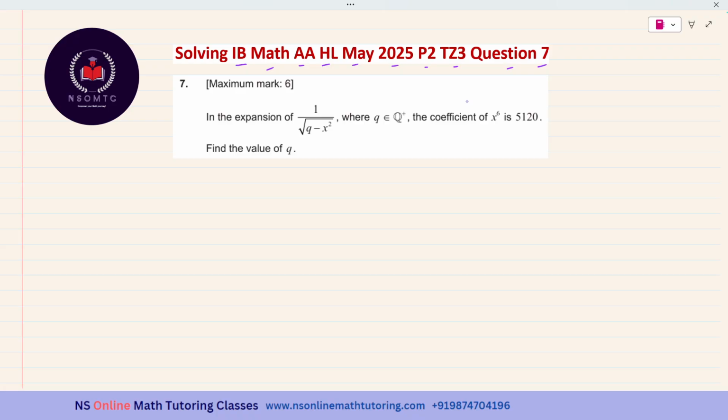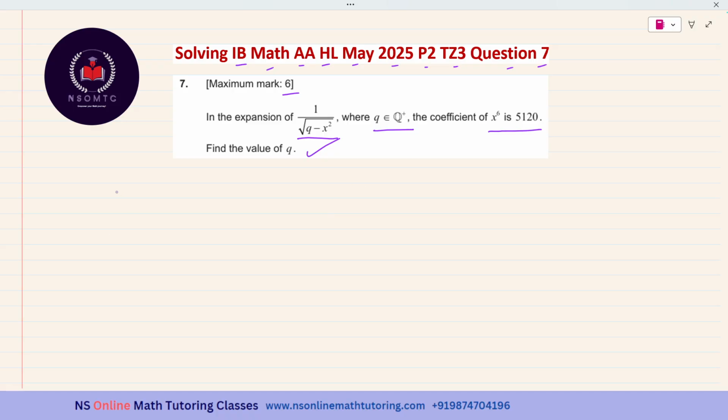So without any further delay, let us start to solve this question number 7. The maximum mark is 6. In the expansion of 1 over square root of q minus x squared, where q is a positive rational number, the coefficient of x to the power of 6 is 5 over 128. Find the value of q.